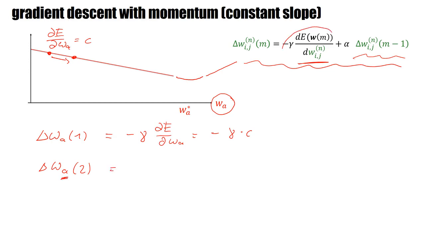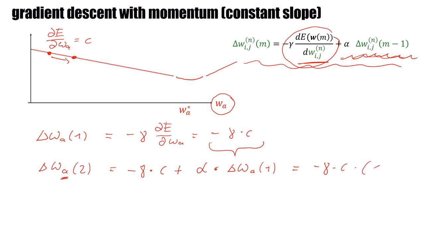I have to evaluate the gradient, so this gives minus gamma, the slope is the same, minus gamma times C, and then I have a little bit of the previous value plus alpha times delta WA at time step 1, but that was this value up here. So in the end what I have is minus gamma times C times 1 plus alpha. Now let's do this for the next time step, and then we will recognize a pattern.